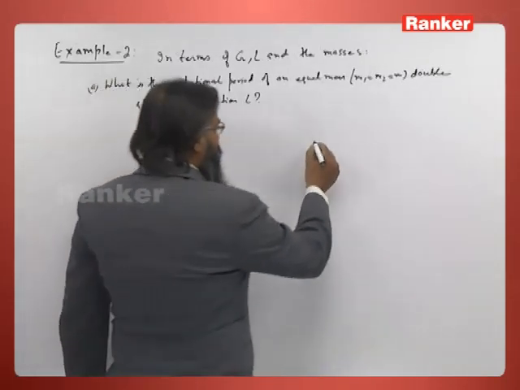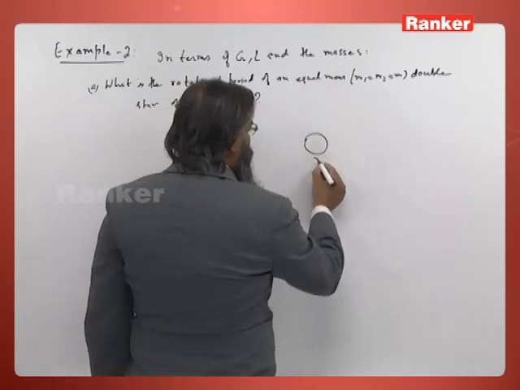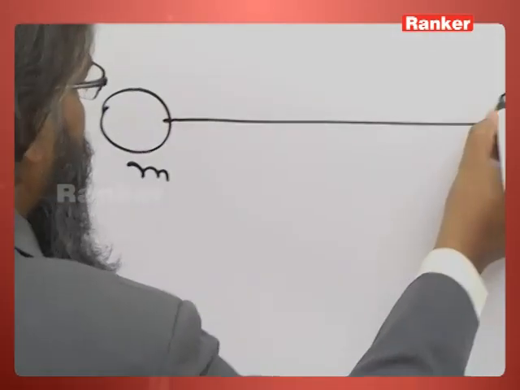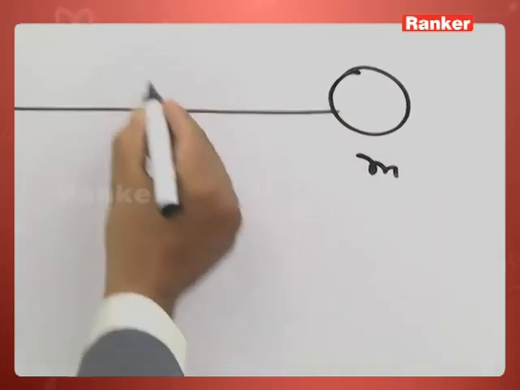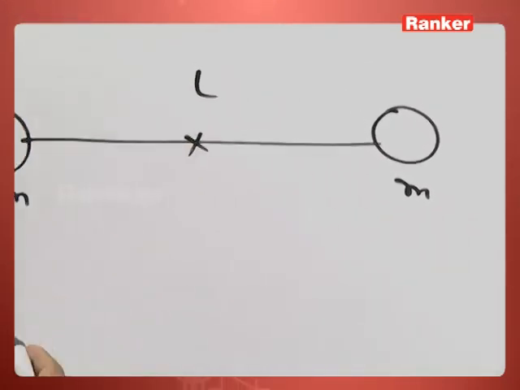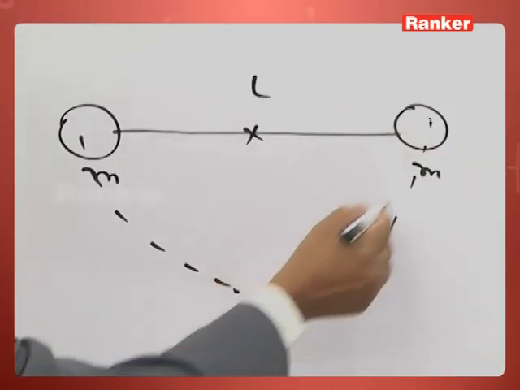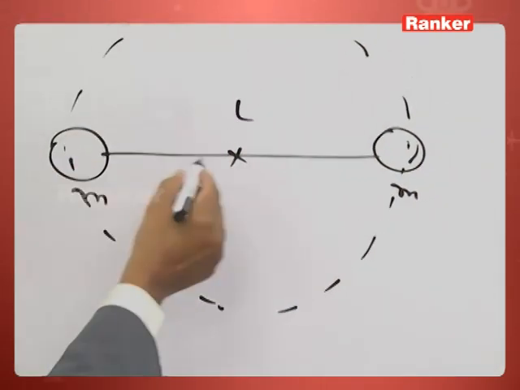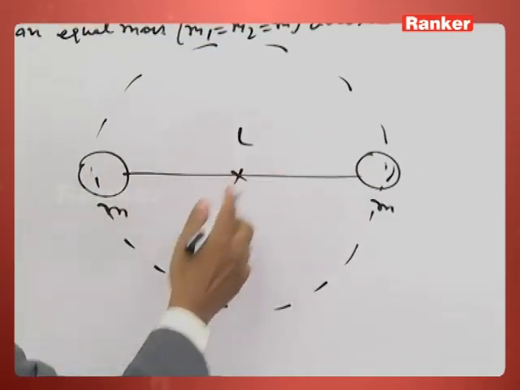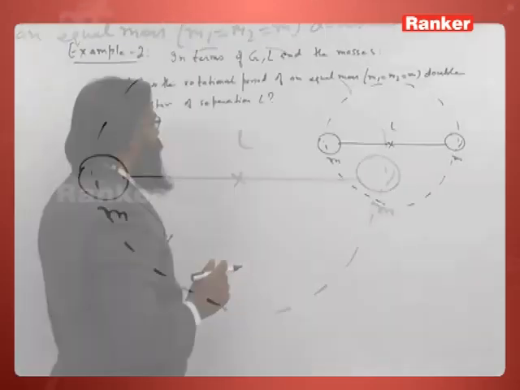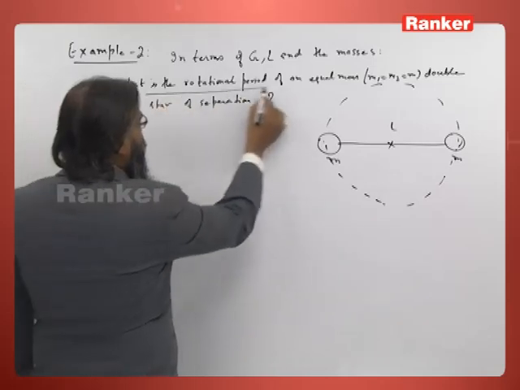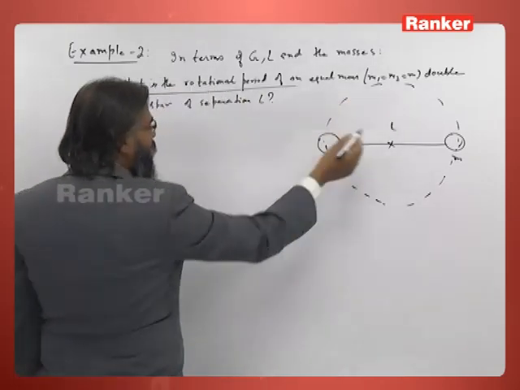So, now we have a double star, one of mass m and another of mass m, separated by a distance L, and they rotate about their center of mass along this circle. Since both radii are the same, they are always diametrically opposite. So, that is case A, where the masses m1 and m2 are equal.